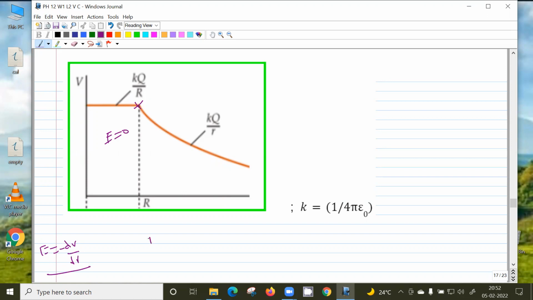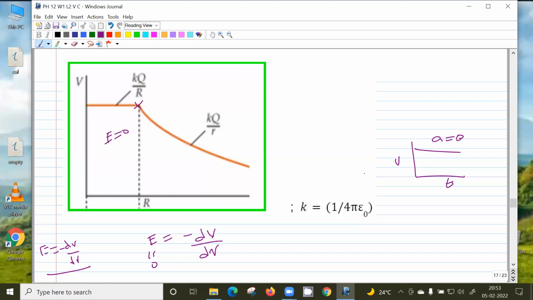Then you only wrote that E equal to 0. Hold on. Inside that one, is this correct or not? E equal to 0 means what? This slope is 0, no? Like in a V versus T graph, a straight line means acceleration is 0, right? That does not mean V is 0.